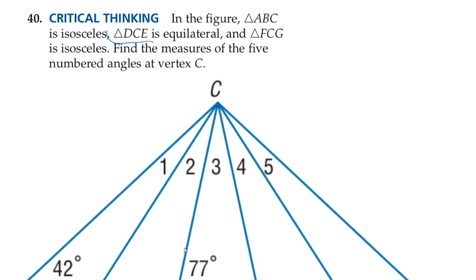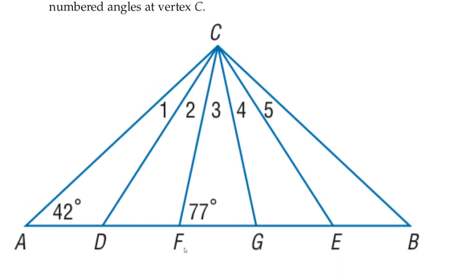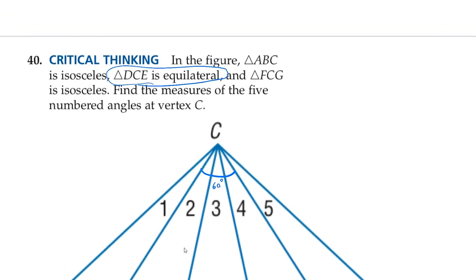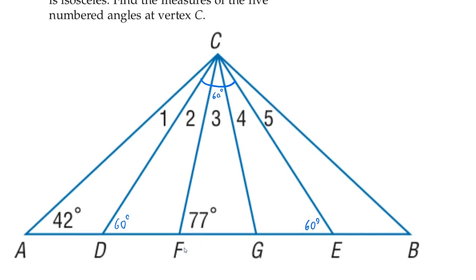So the key here is this is equilateral. So I'm going to go in and say, I know that angle DCE is 60 degrees. And I know this is 60 degrees. And I know this is 60 degrees. That's a key right there. Boom! And then it says ABC is isosceles. So the whole thing is isosceles.